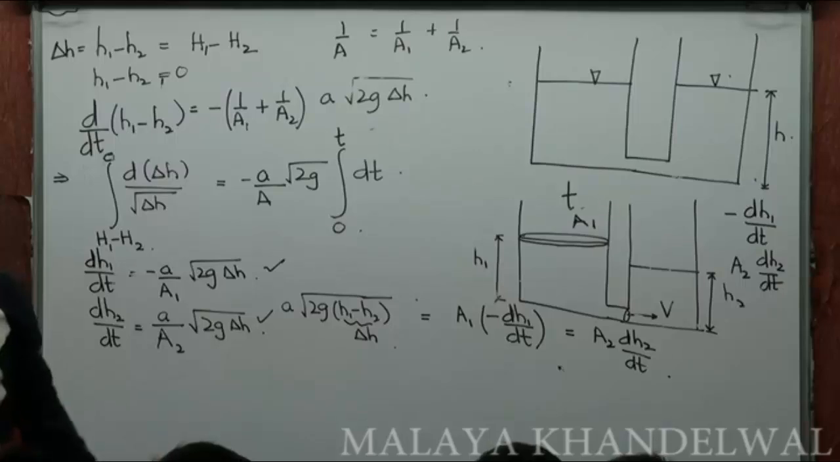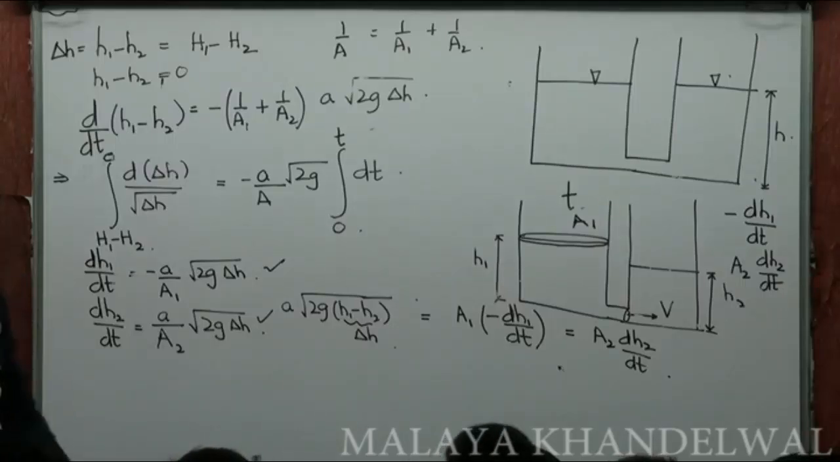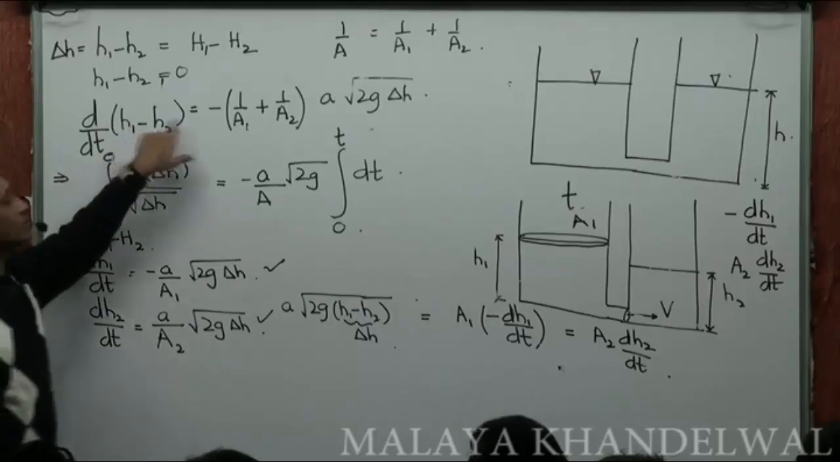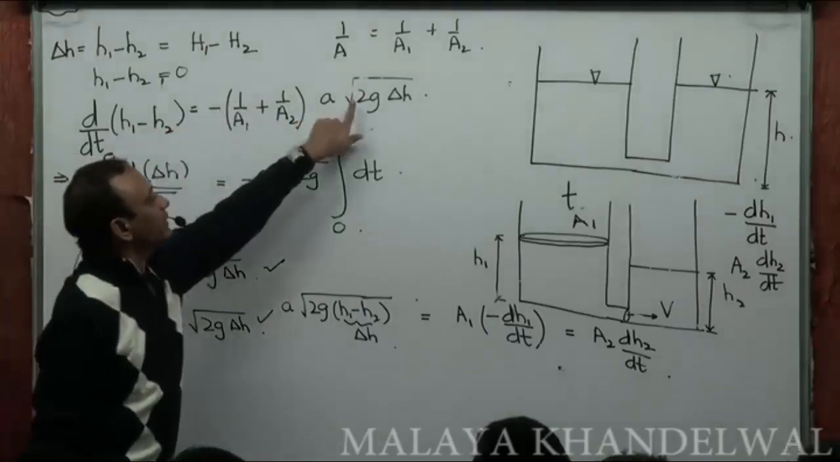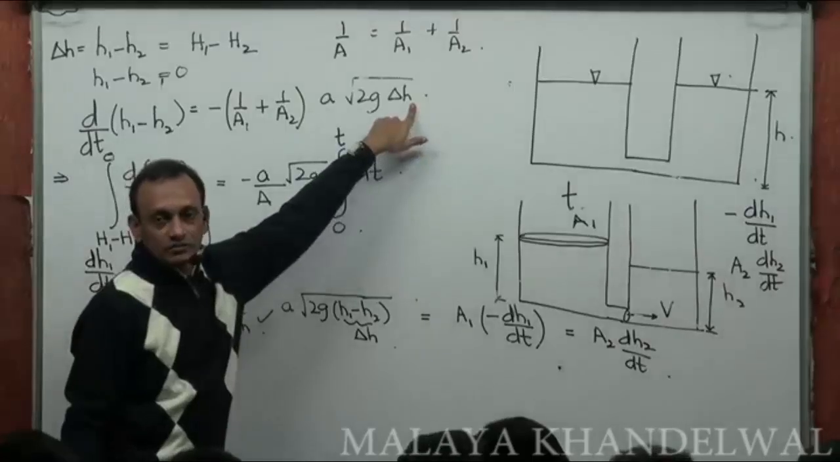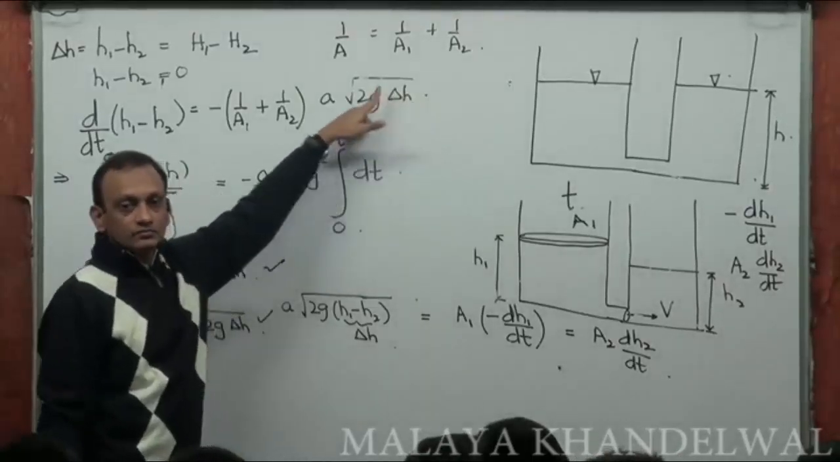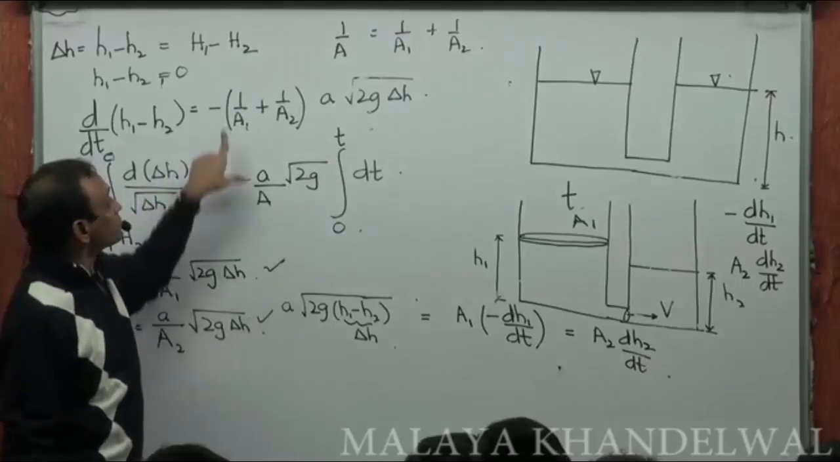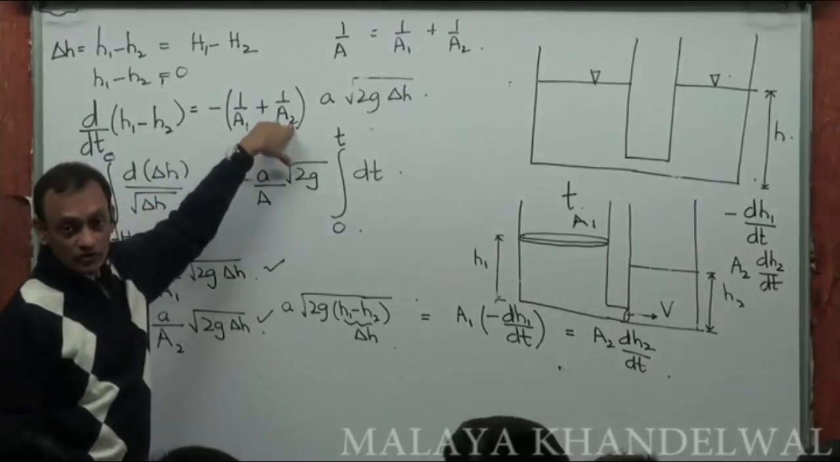Is that okay or not? Yes. Oh, okay. d/dt of delta h minus 1 by a root 2g delta h, right? How is this 1 by a1 plus 1 by a2 as 1 by a?